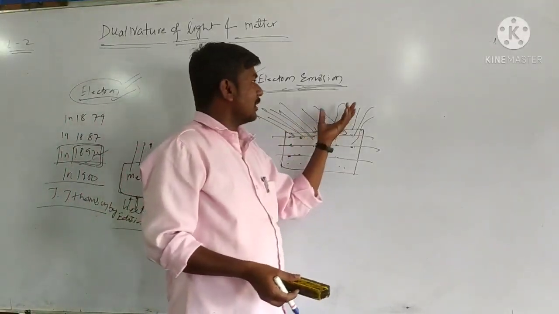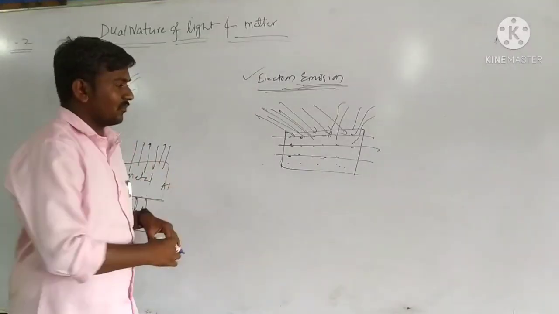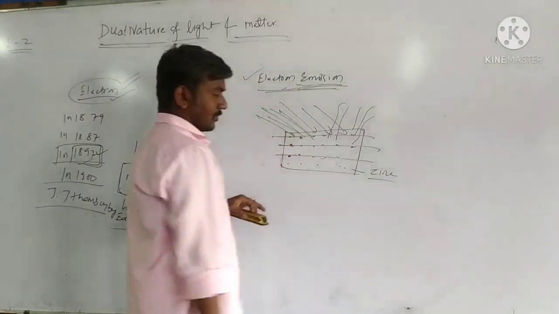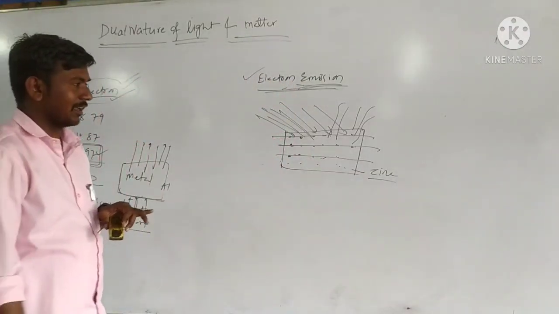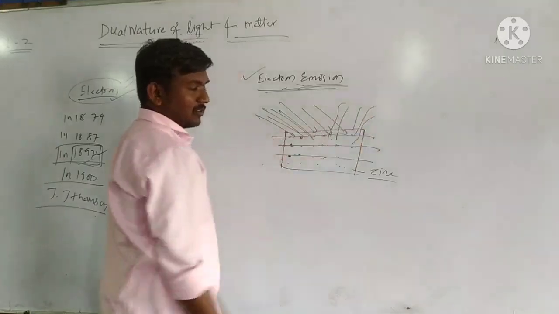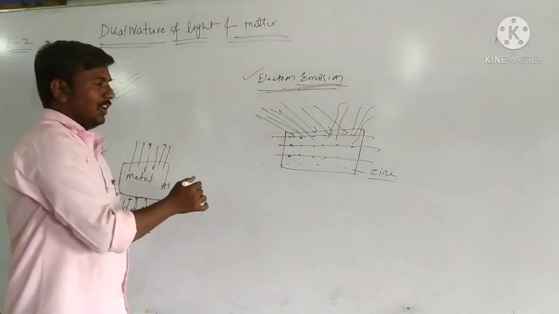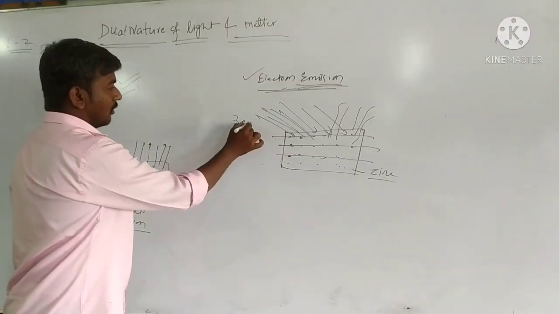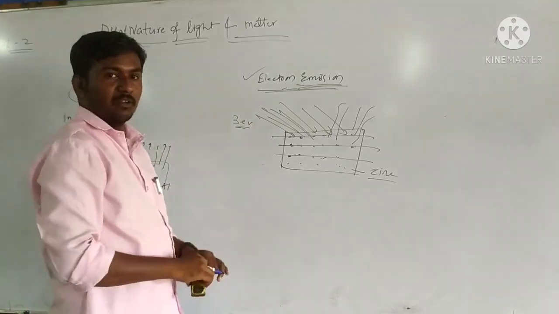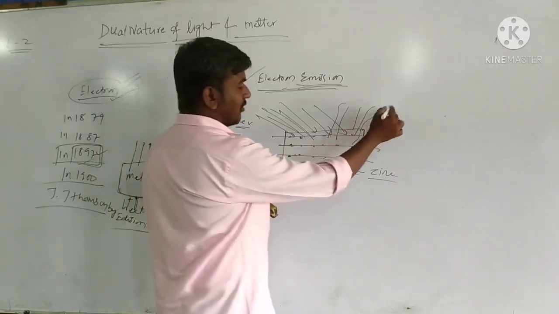External source, the emission can be classified into various types. Okay, so if I consider this zinc metal, when I supply this amount of energy, there is an ejection of electrons. If I apply 3 electron volt, electron volt is a unit of energy. We'll explain once again. So there is an ejection of electrons.